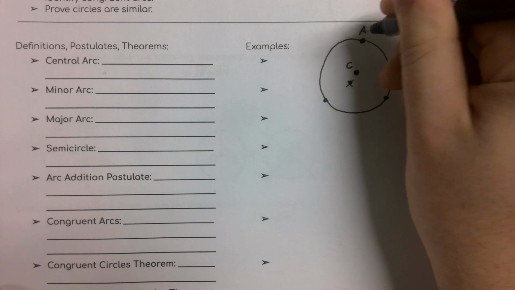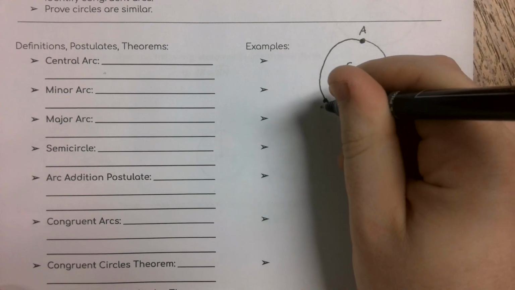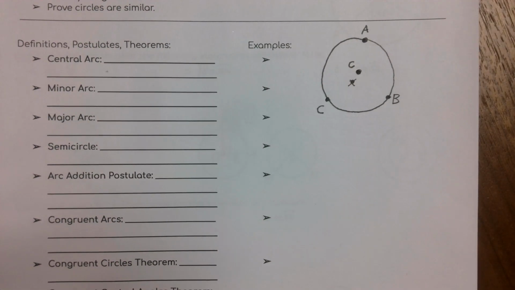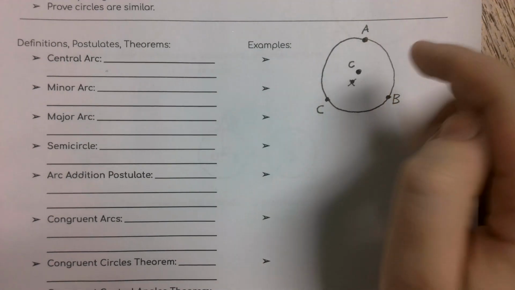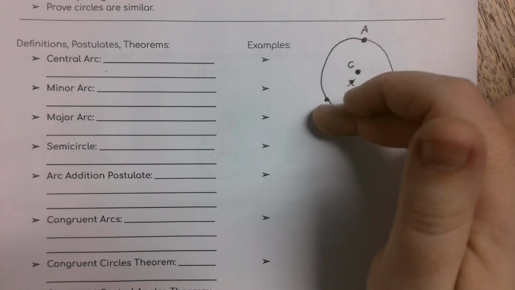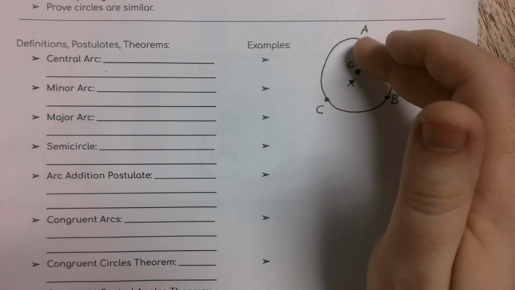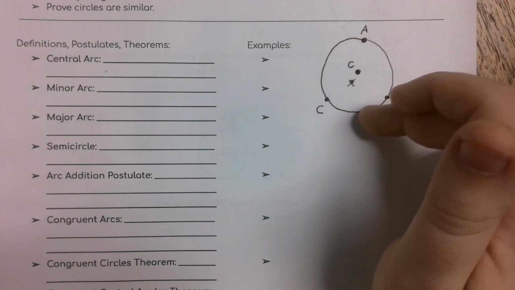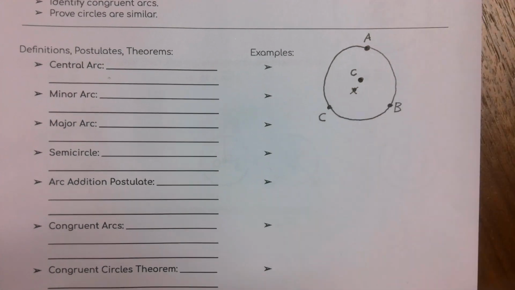Let's call this point A, this point B, and this point C. We could make an arc between any of these 2 points. A to B would make an arc. B to C would make an arc. Even A going all the way around to C would make an arc. All of these count. So let's talk about first how we can classify these arcs.